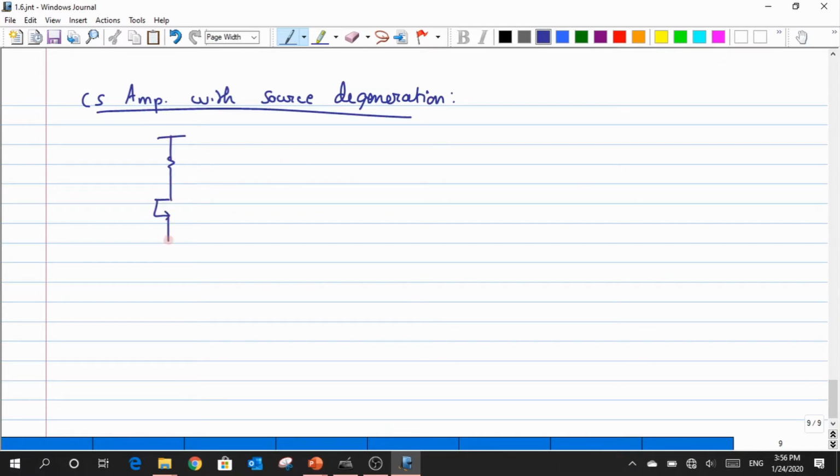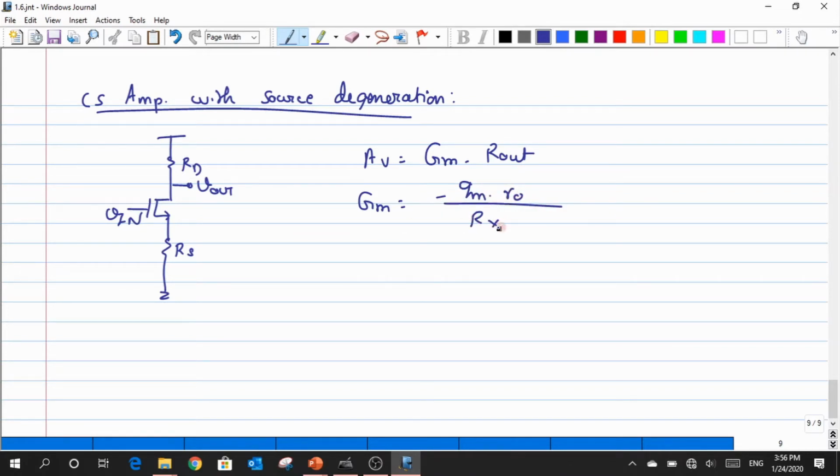So in the last class, we had barely touched upon this common source amplifier with source degeneration. Okay, so this is the circuit that I have, and what we found is that the gain expression could be expressed as capital GM times R out, and we also spoke about what is our capital GM, and it was GM RO divided by Rx. So I'll just write it as Rx.